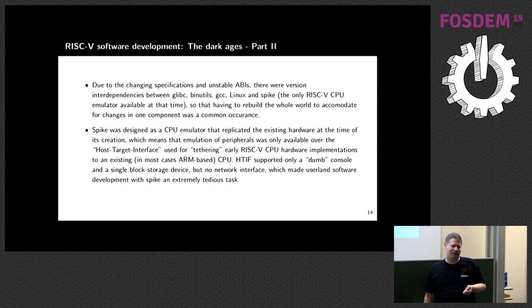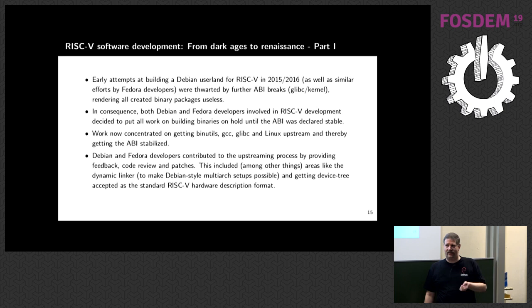Yeah, due to the ABI breaks and the incompatibilities in the toolchain, all early attempts at actually building packages have not been successful. So both Fedora and Debian developers have chosen instead to work on getting stuff upstream and getting binutils, GCC, glibc, kernel stabilized, so that we have a stable ABI and can be sure that stuff that we build today still works tomorrow. That included some modifications to the linker for Debian-style multi-arch support. That included getting an agreement about using device tree for hardware description, similar to what we use on ARM and on PowerPC, and recently also on MIPS.